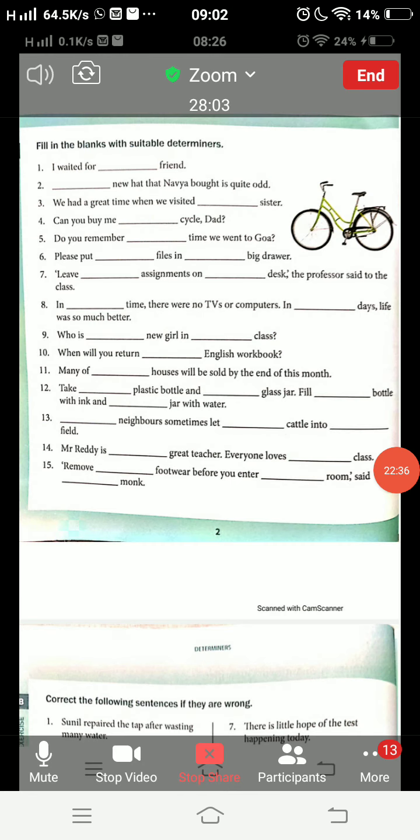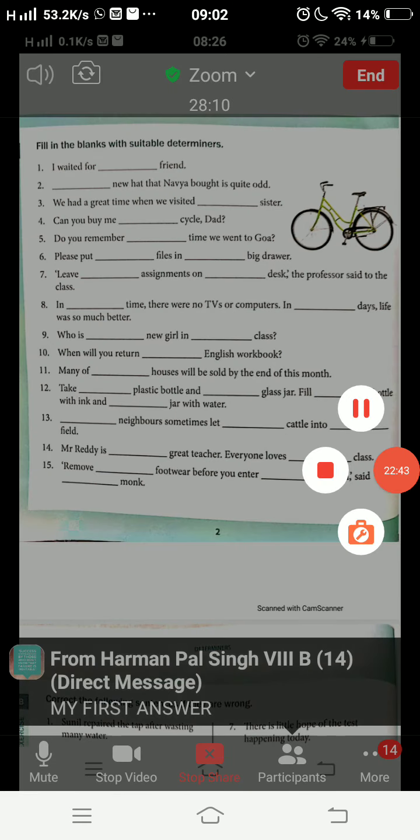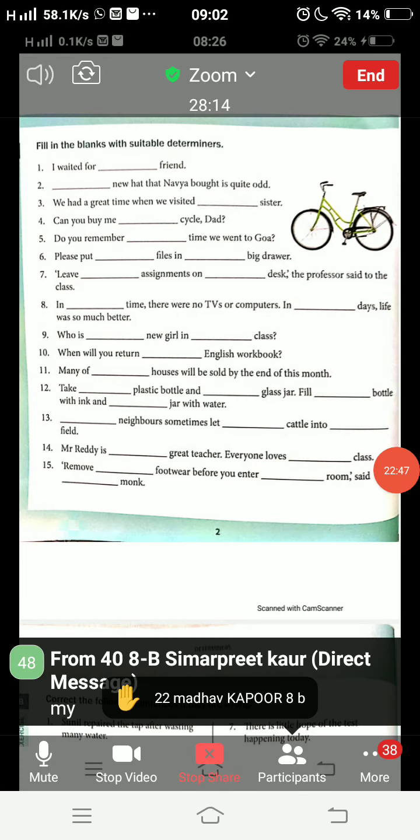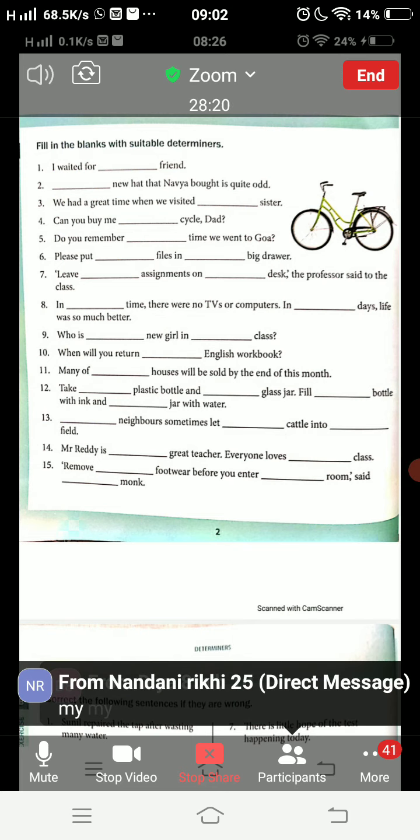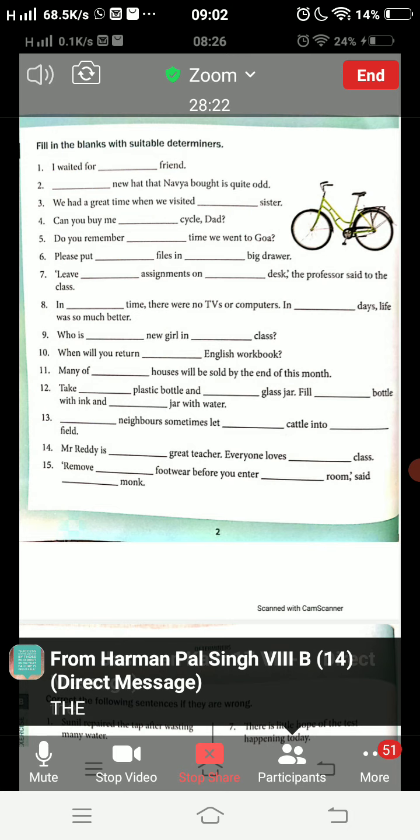I waited for dash friend. I waited for dash friend. Hurry up, respond quickly. So, I waited for my friend. Second, dash new hat that Navya bought is quite old. It is particular. Yes, the. So the is your right answer.